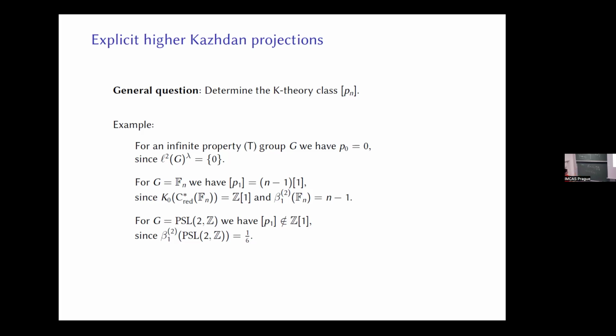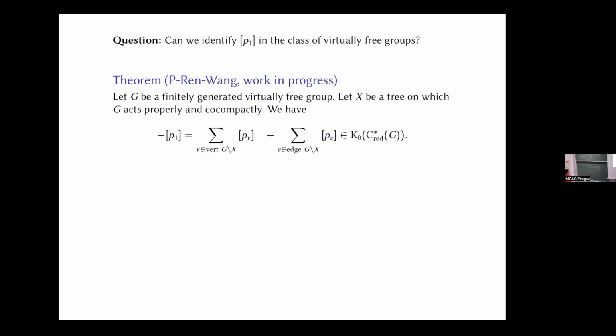In the case of SL2Z or any virtually free group, where a virtually free group means a group that contains a free group as a finite index subgroup, right, what can we say then about P1 in this class? We know that this is not a multiple of the identity, but can we identify this K-theory class from this basically numerical information that we have? Yes, we can.